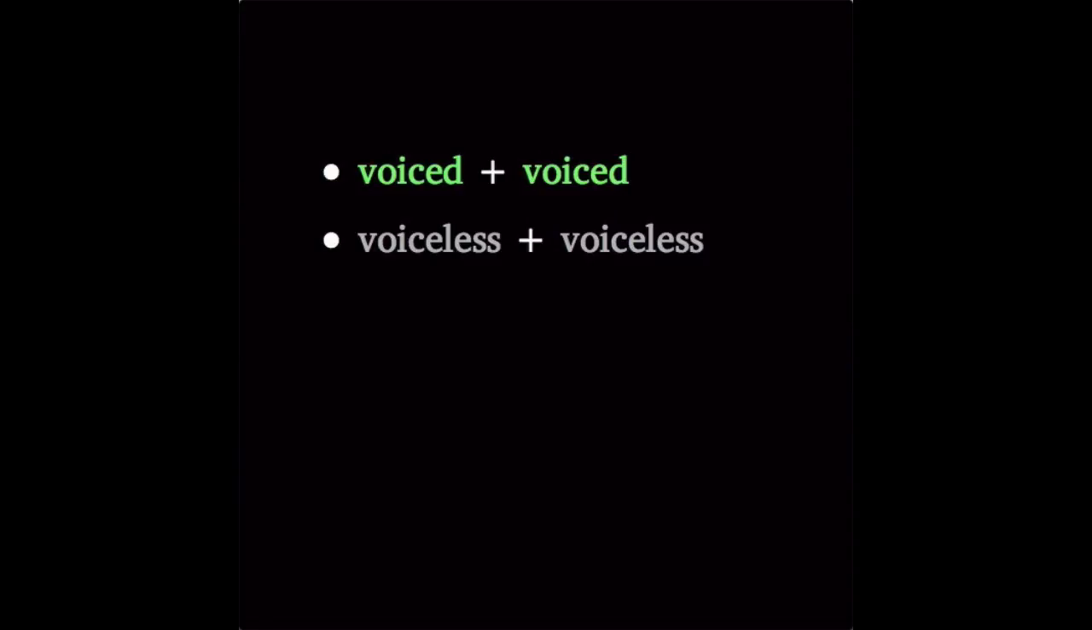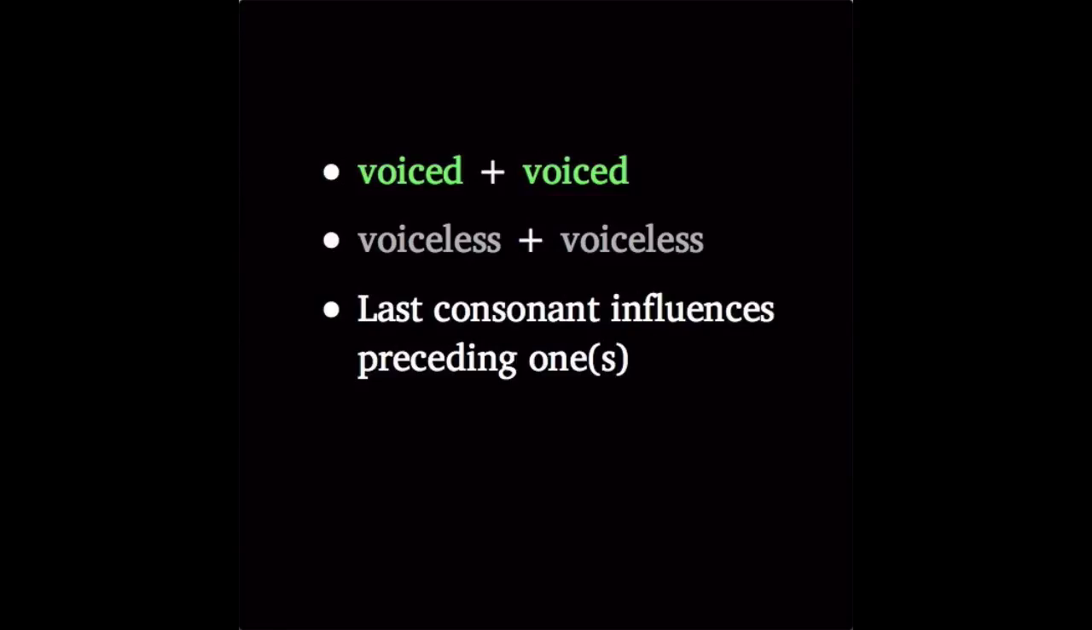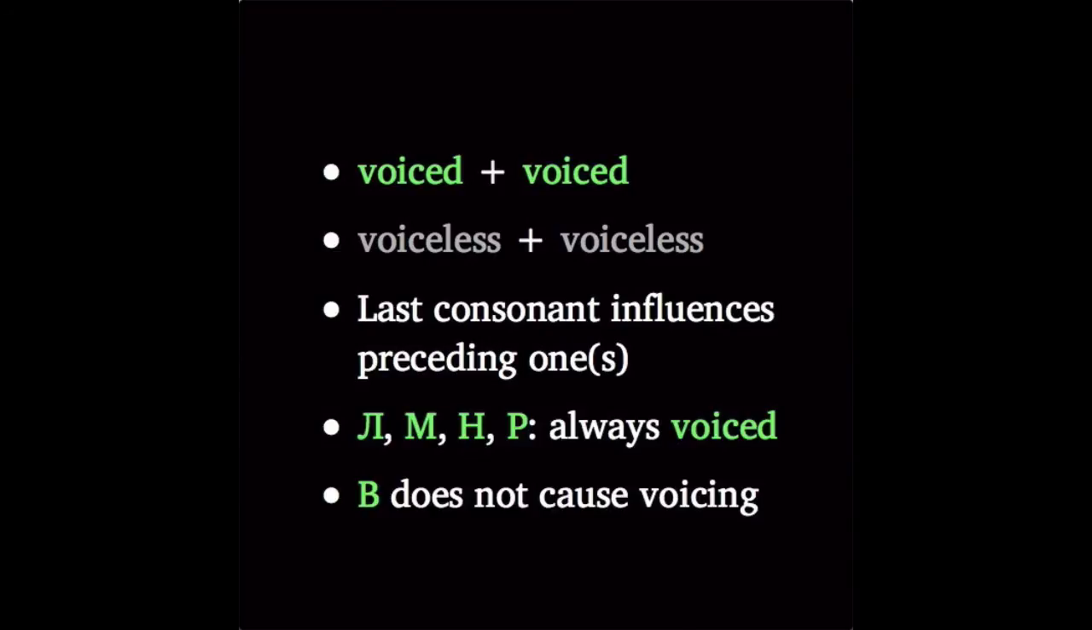Summing up, regardless of the spelling, most Russian consonant clusters are pronounced as only voiced or only voiceless consonants. When you see a combination of voiced and voiceless consonants in spelling, the character of the last consonant sound in the cluster influences the preceding consonants. L, M, N, and R, though, are always voiced, even before voiceless consonants. And one last exception, V does not cause voicing of a preceding voiceless consonant.